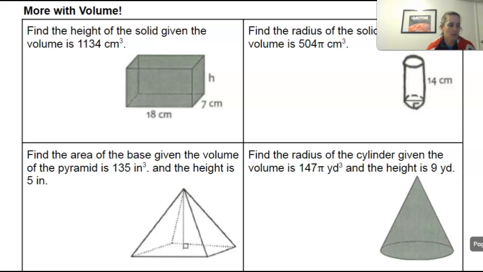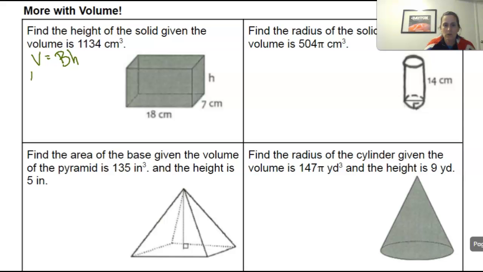In this lesson, we're going to take a look at how to find missing dimensions using volume. Our first example asks you to find the height of the solid given the volume is 1,134 cubic centimeters. The diagram is one of a rectangular prism whose volume formula is area of the base times the height. Well, the base is a rectangle, so that's where the length times the width times the height comes from.